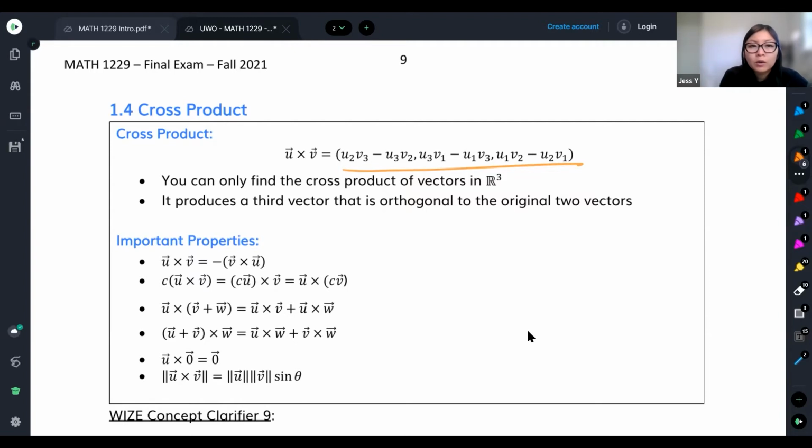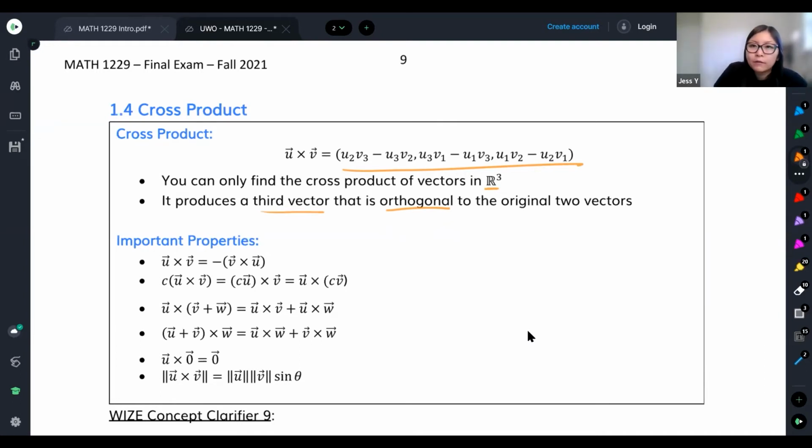And what cross product is going to do is produce a vector in R3. So you can only find the cross product between two vectors in R3. If it's R2, R4, there's no such thing as cross product. But if it's in R3, you can find the cross product. And this will produce a third vector that is orthogonal to the original two. So remember, dot product checks if two vectors are perpendicular. Cross product finds a vector that is perpendicular.